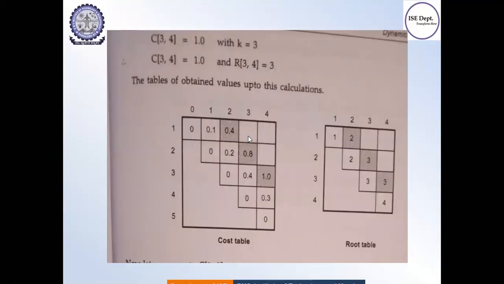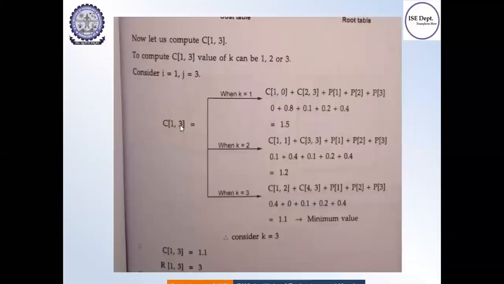Next left out is what? 1 comma 3, 2 comma 4. Correct? So how will I do 1 comma 3? If you observe here, the possible k values within this range are 1, 2 and 3. Clear? Now do it again for all these things. Check for the minimum. Minimum is 1.3 with k value. We have done with this.